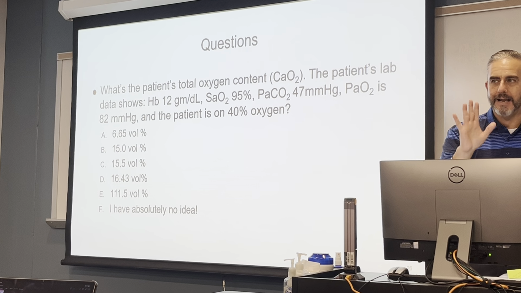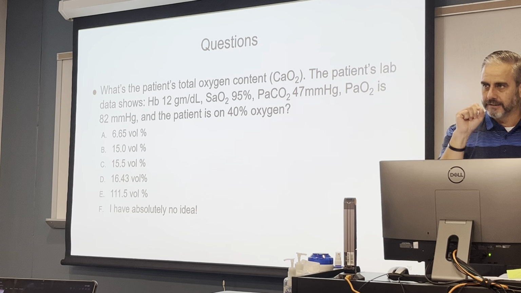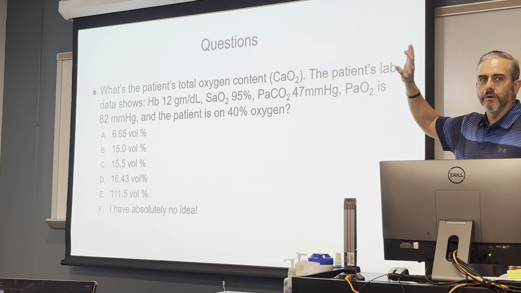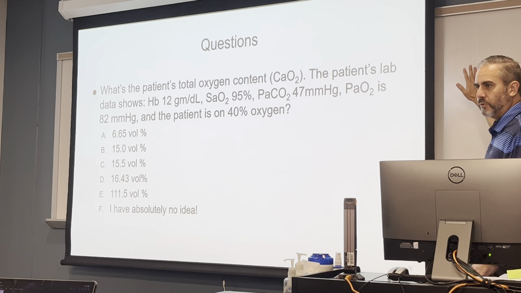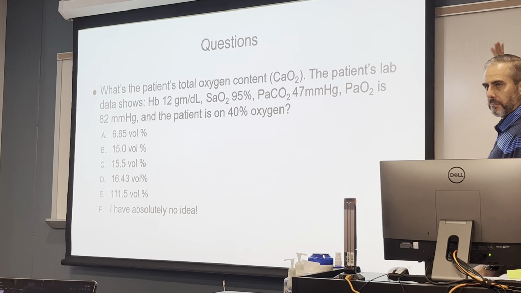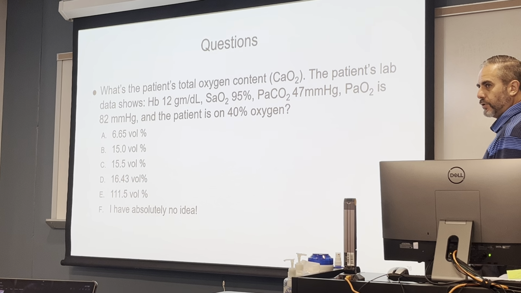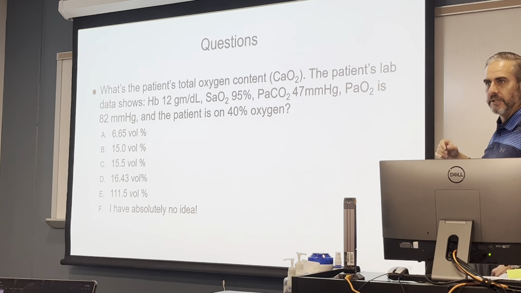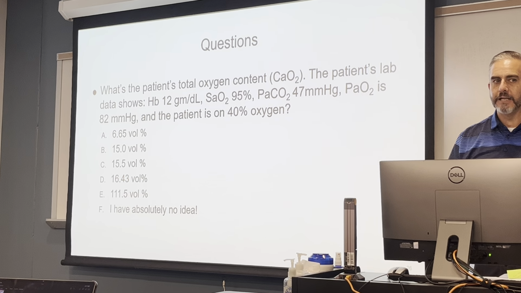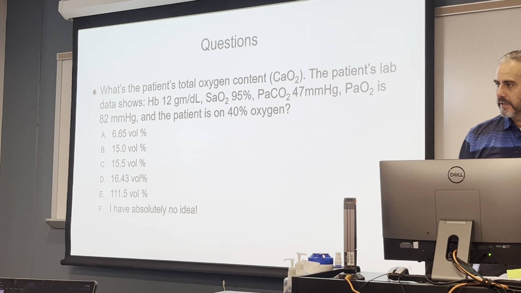Again, what is John asking for? CaO2, total oxygen content. Hemoglobin times 1.34 times SaO2 plus PaO2 times 0.003. Add both sides together. Again, total oxygen content.